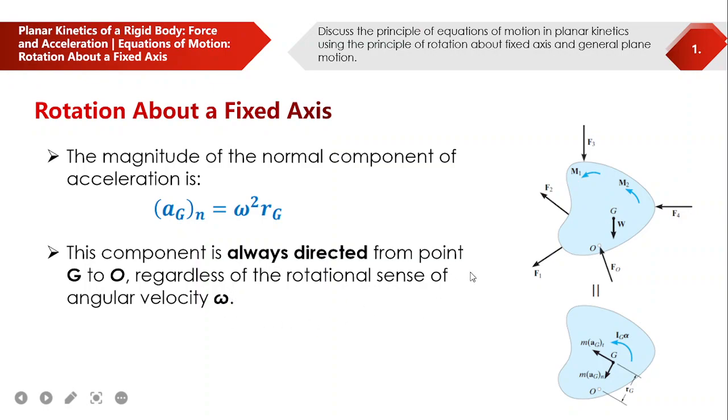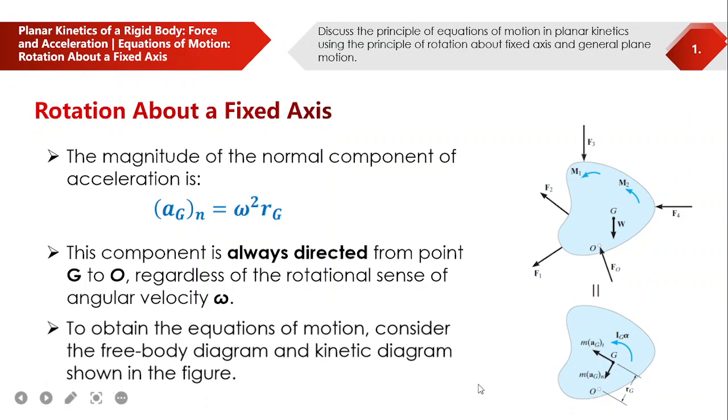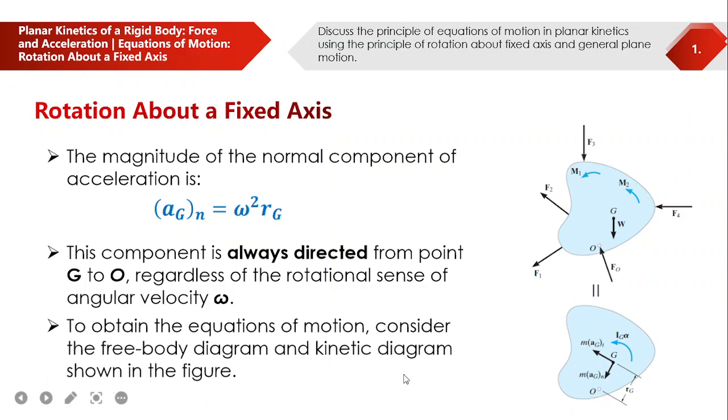So, when we say normal component, it is directed towards the point O, the center of the rotation. So that's expected. In the bottom part of the figure, as you can see, the direction of the normal component is toward point O. To obtain the equations of motion, consider the free body diagram and the kinetic diagram shown in the figure. This is the free body diagram, and this is the kinetic diagram.